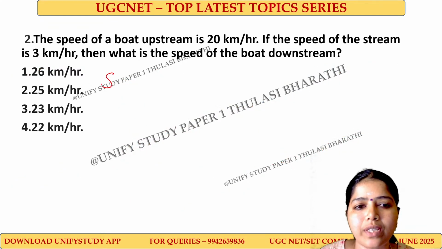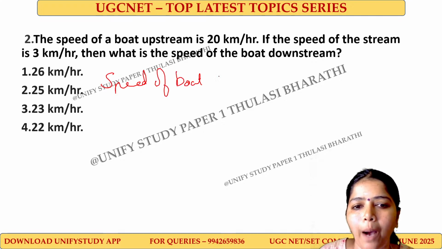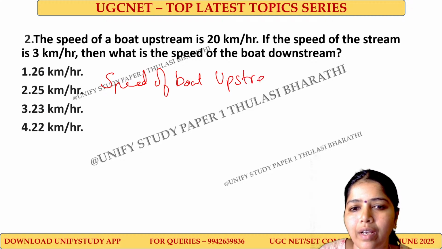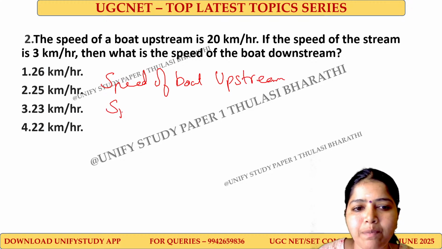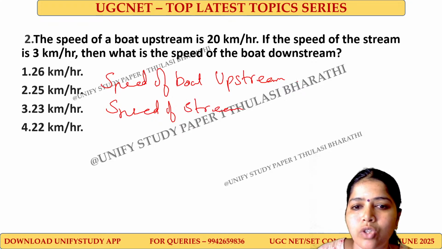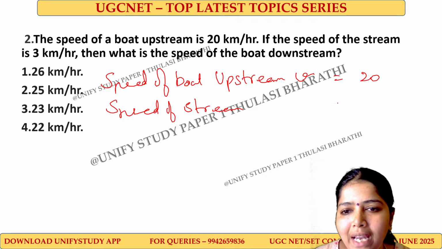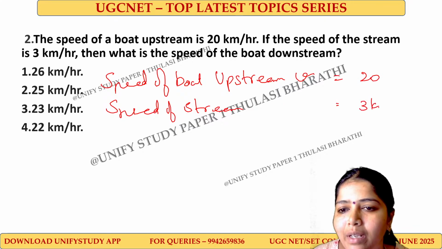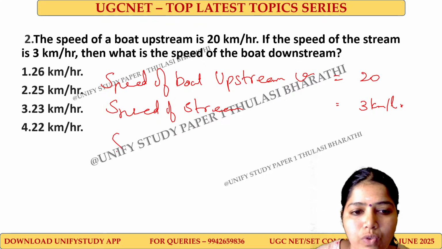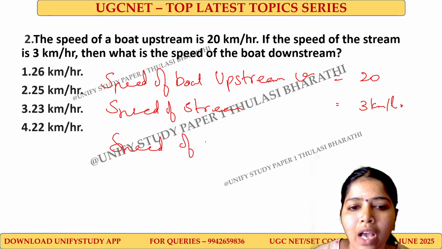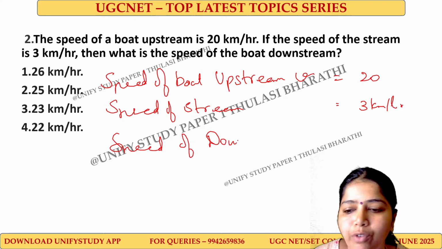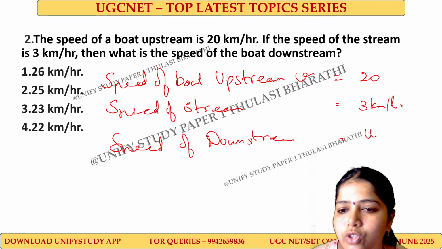See, here in the question they have given speed of the boat upstream. Next, speed of the stream they have given. So this is nothing but V. They have given us 20, and speed they have given us 3 km per hour. And what they have asked to find out? Speed of the boat downstream we have to find out. That is U, you have to find out.